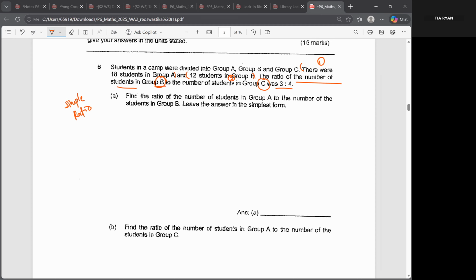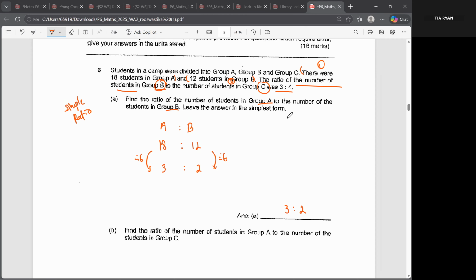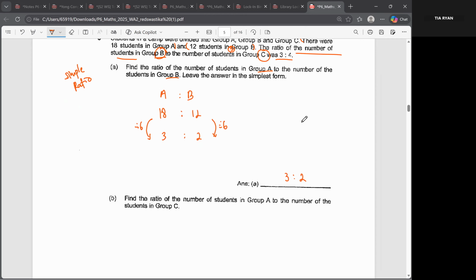So the simple ratio of A to B would just be 18 to 12. Agree? Take note of who comes first, A to B, right? So what is the simplest form? All I have to do is divide. If you divide by 6, divide by 6. Whatever you do to the left, you do to the right, you get 3 to 2, and that is my answer for part A.